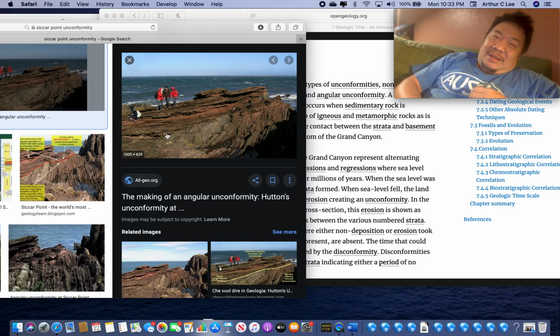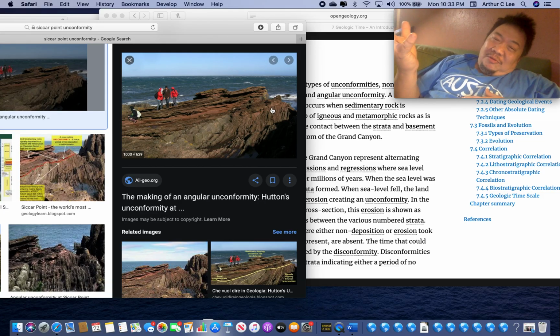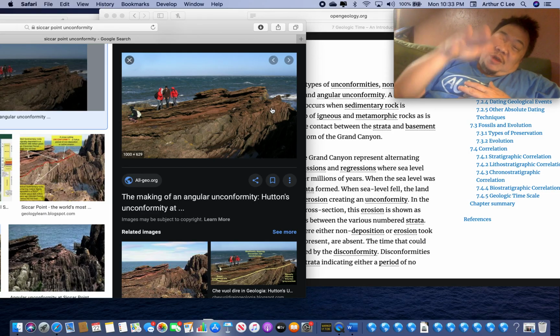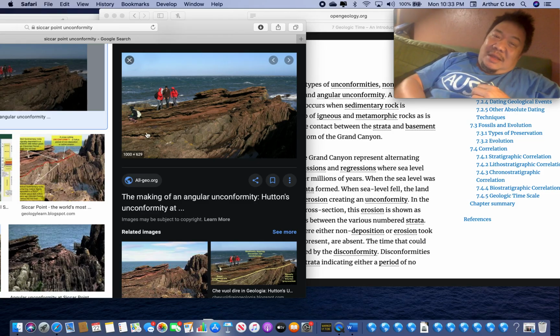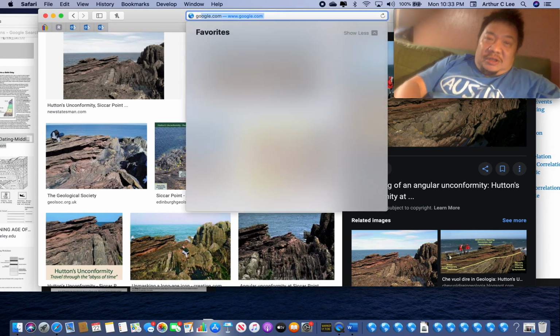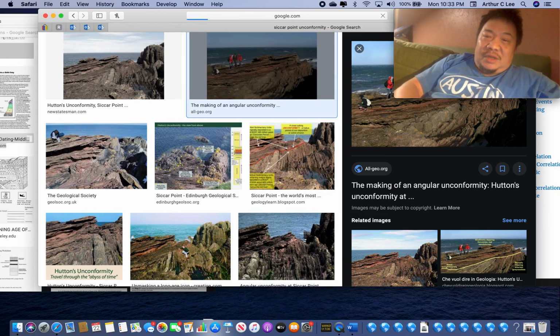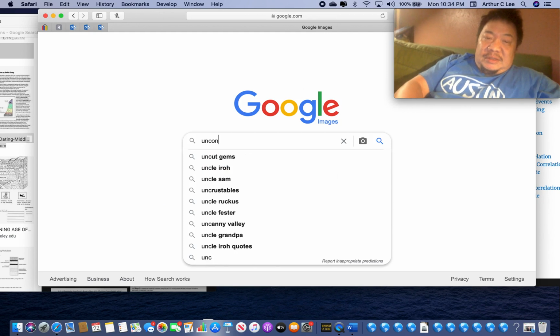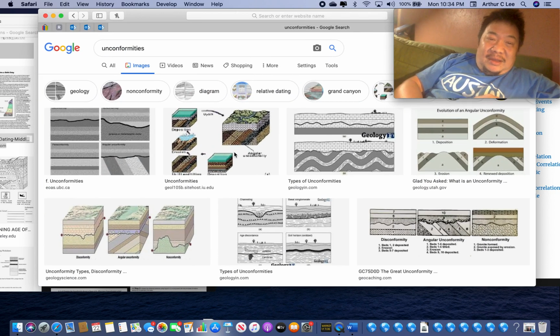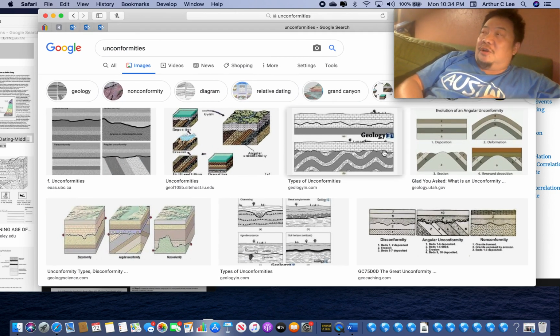So the unconformity represents the uplifting of a mountain range, a small mountain range or a big mountain range, and then the erosion of those rocks, the erosion of these tilted rocks. Then later on, these flat rocks were horizontally deposited on top. That's an unconformity, ladies and gentlemen. Whenever you see a wavy line, what a geologist is trying to show you is that uplift and erosion occurred.